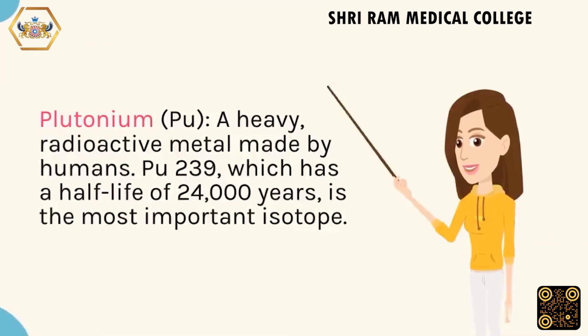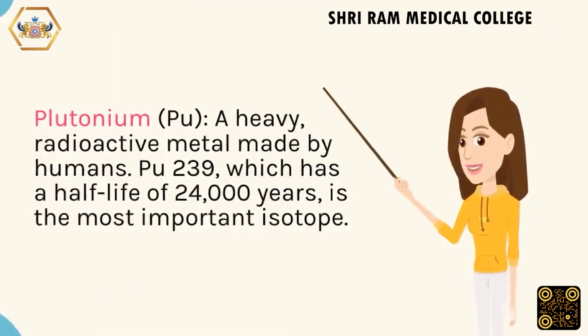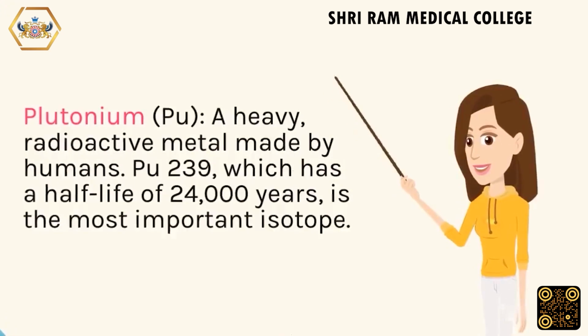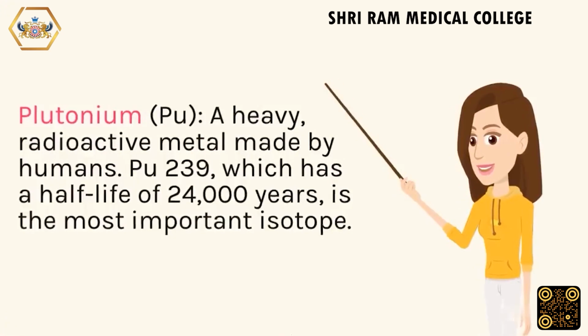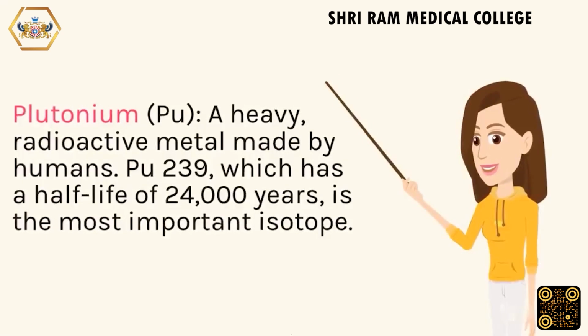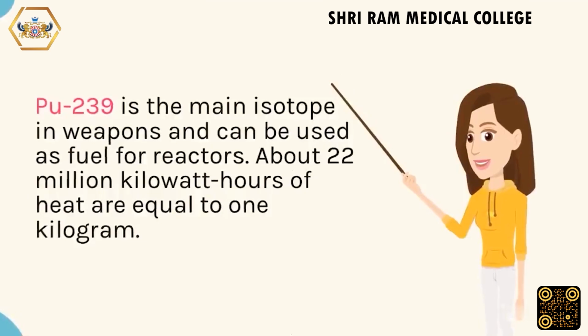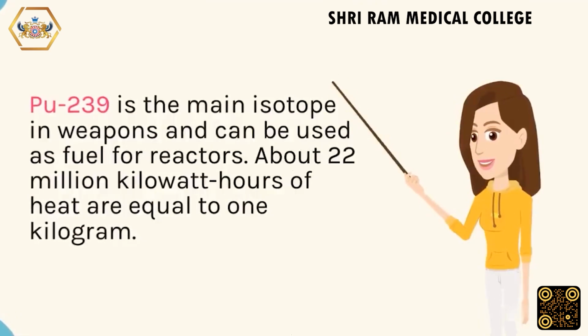Plutonium, Pu, a heavy, radioactive metal made by humans. Pu-239, which has a half-life of 24,000 years, is the most important isotope. Pu-239 is the main isotope in weapons and can be used as fuel for reactors.